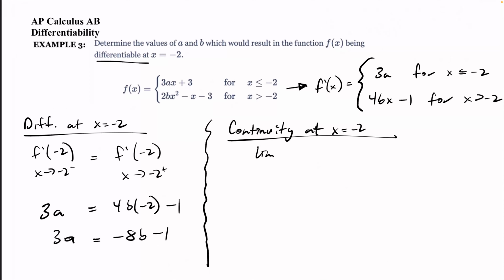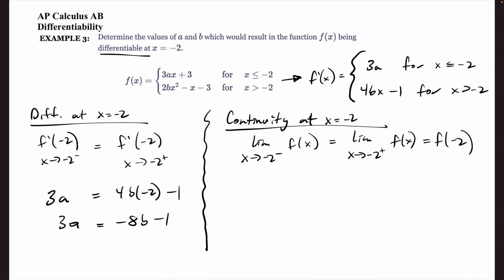So the limit as x approaches negative 2 from the left for the original f of x has to be equal to the limit as x approaches negative 2 from the right for f of x, which has to be f of negative 2. So do the same thing, but plug in negative 2 to the original. If I plug it into 3ax plus 3, it's going to be 3a times negative 2 plus 3. So that's negative 6a plus 3.